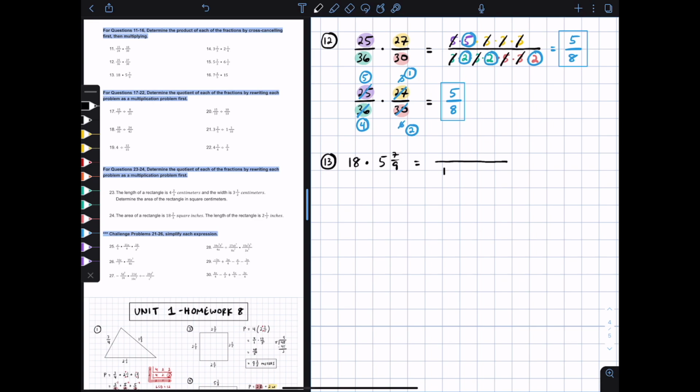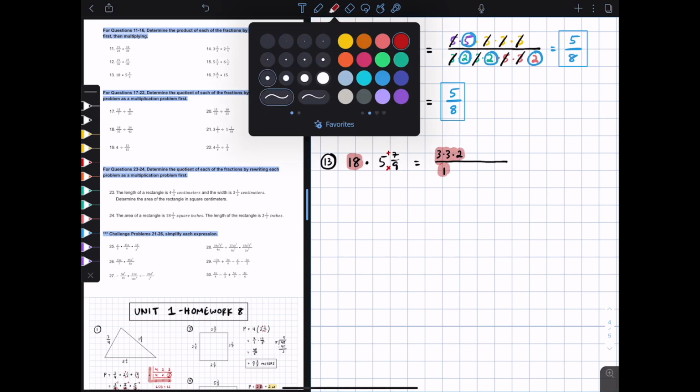For 18, let's break that up into 9 times 2. But 9 is 3 times 3, and then times 2. So that's the 18, right? And then for this 5 and 7/9, let's turn it into an improper fraction. 5 times 9 is 45, and 45 plus the 7 is going to be 52. 52 over 9, right? So how can I keep this pretty organized here to help everyone keep everything the same? So this is the 18 over 1, and then maybe I can use a different color here.